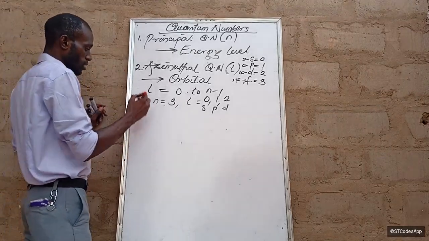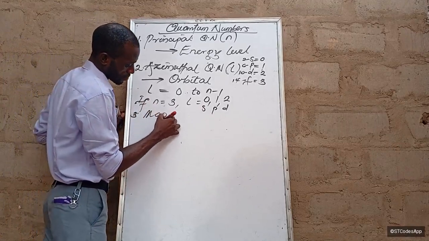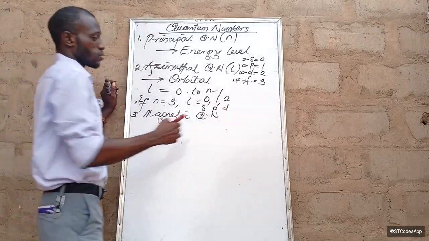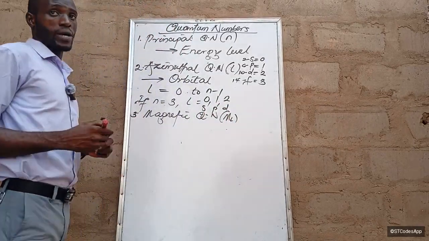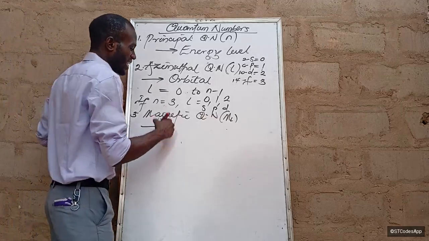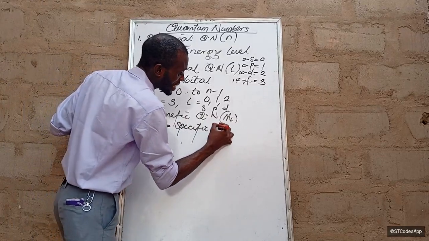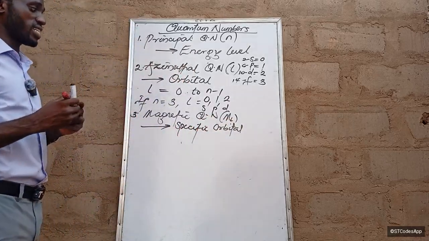Then the third one is the magnetic quantum number. The magnetic quantum number is designated m sub l. What does this one tell us? This one tells us the specific orbital in a degenerate orbital.